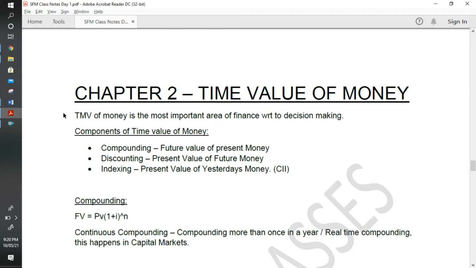Today, in the class, we will be covering two areas. One is time value of money, and the second one is cost of capital. Okay, let's start with time value of money.